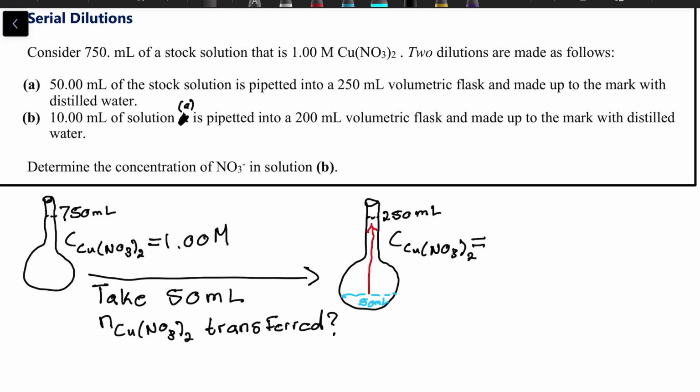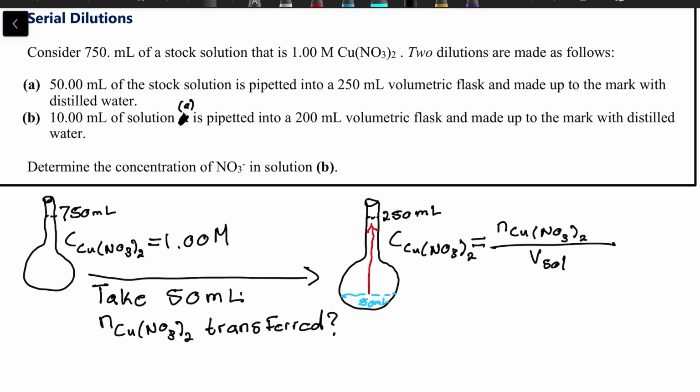Because to calculate the concentration of the copper nitrate, we will take the number of moles of copper nitrate present in this solution divided by the volume of the solution, right? And why is this important? Is the number of moles that we had in the stock solution the same number of moles that we transferred to the new solution? No, of course not, because we only take 50 milliliter of something that definitely has the same concentration, but the number of moles will be different.